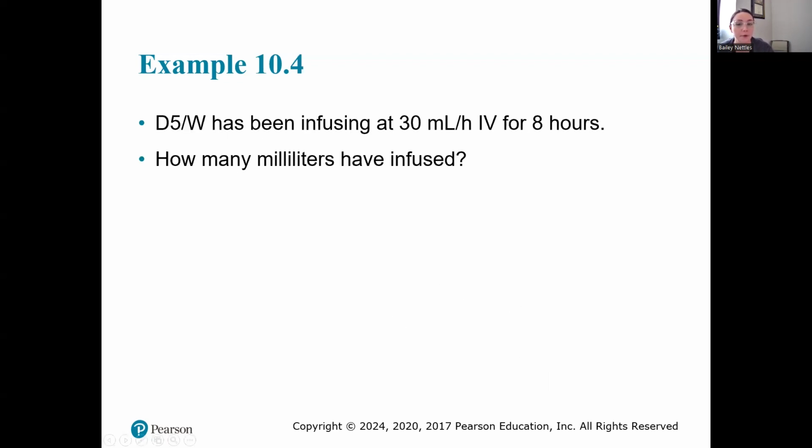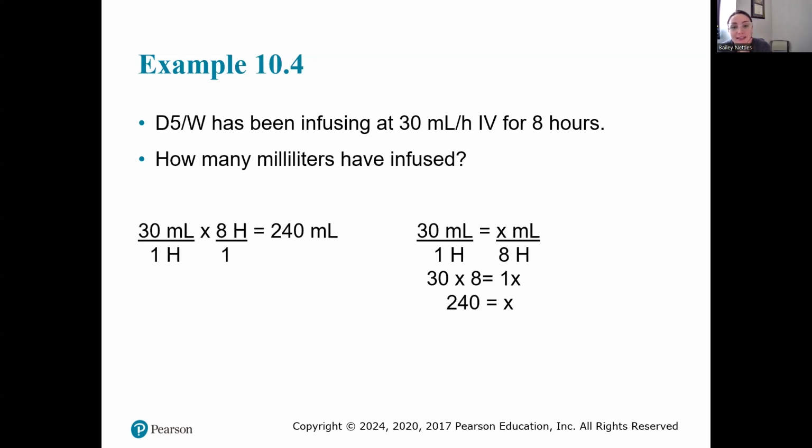All right, so D5W has been infusing at 30 mils an hour, IV for 8 hours. How many milliliters have been infused? All right, so I did it the easy way. I just multiplied 30 times 8 and it gets 240. You set it up in the dimensional analysis way.